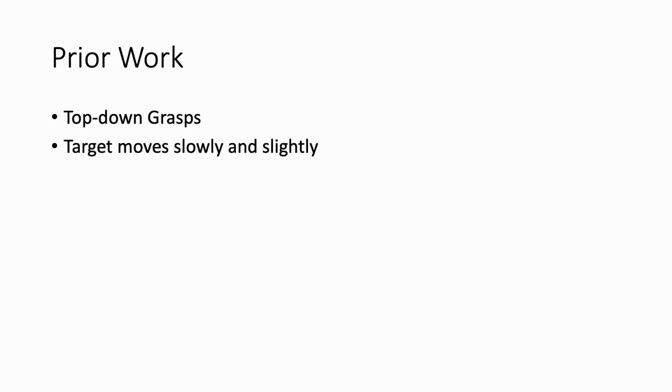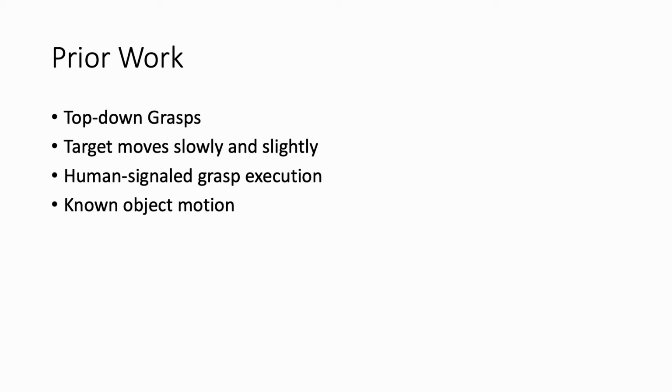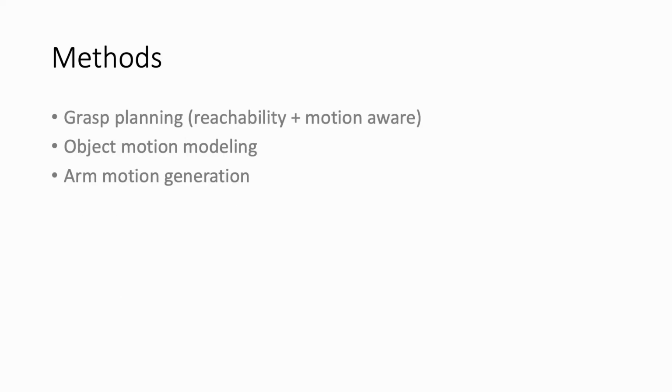There are many exciting prior works in the literature of dynamic grasping, but there are some common assumptions they generally made. Many use only top-down grasps. In some of their experiments, the target object moves very slowly. Some systems need a human to signal the grasp execution to close the robot's fingers, and many assume a known object motion. In this project, we want to know if we can relax some of these assumptions and do a better job. Our system can be divided into three components: grasp planning, object motion modeling, and arm motion generation.